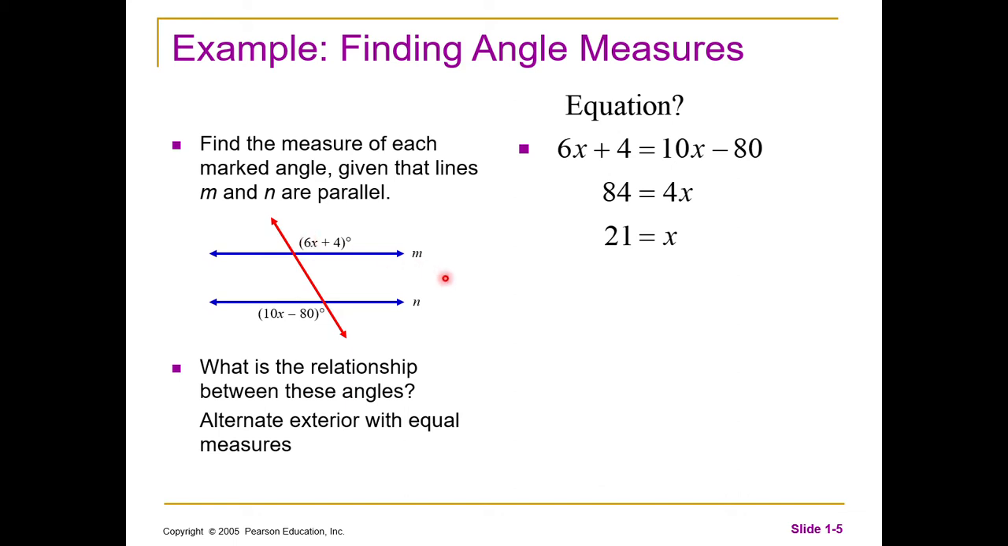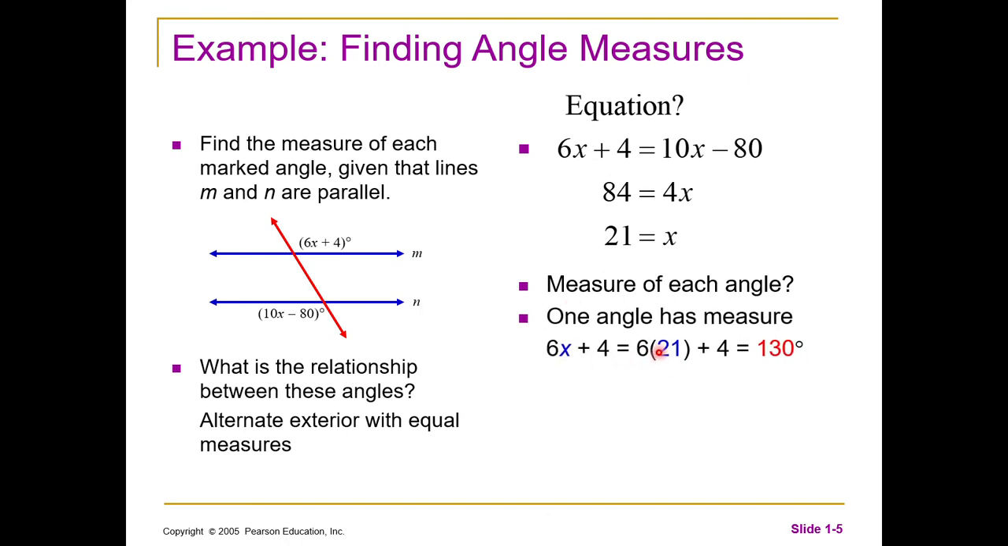Ngayon, kailangan natin malaman kung anong angle measurement ng angle. Isa-substitute natin yung value ng x sa 6x plus 4. 6 times 21 plus 4 is 130 degrees. Pag 130 to, dapat 130 din yung baba, kasi nga equal sila. So, check natin 10x minus 80. 10 times 21 minus 80 is 130 degrees. Parehas sila, so tama yung ating equation. Okay, next.